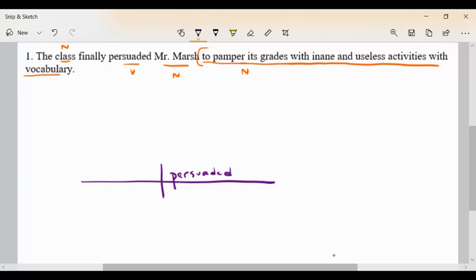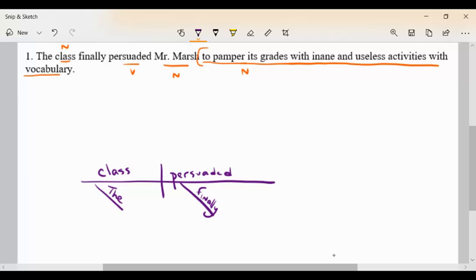All right, so now in front of that is going to be my subject, which is going to be class. So here's class. And I'm just going to add in the word the: the class. I feel confident with that. Here's finally persuaded. I feel confident with that. And now I figure out what I want to do next. Well, I have these two nouns. I have a noun and a noun.